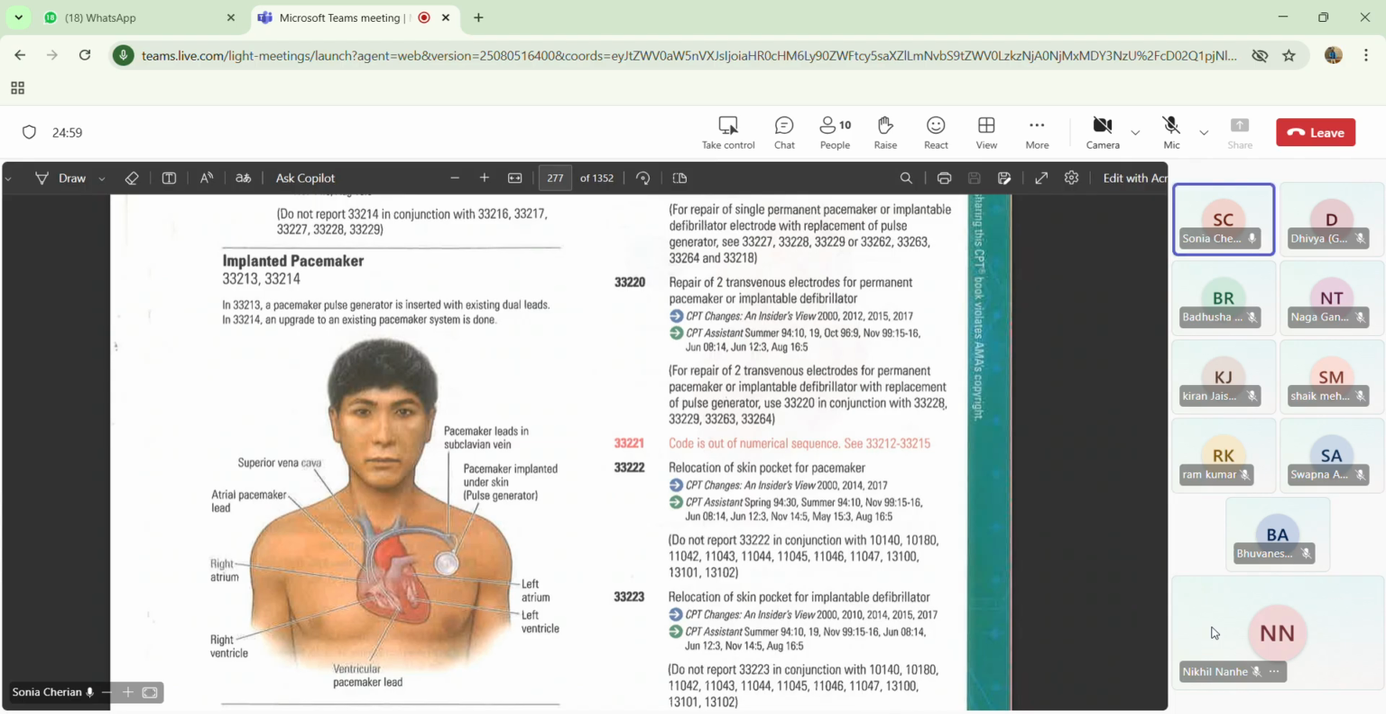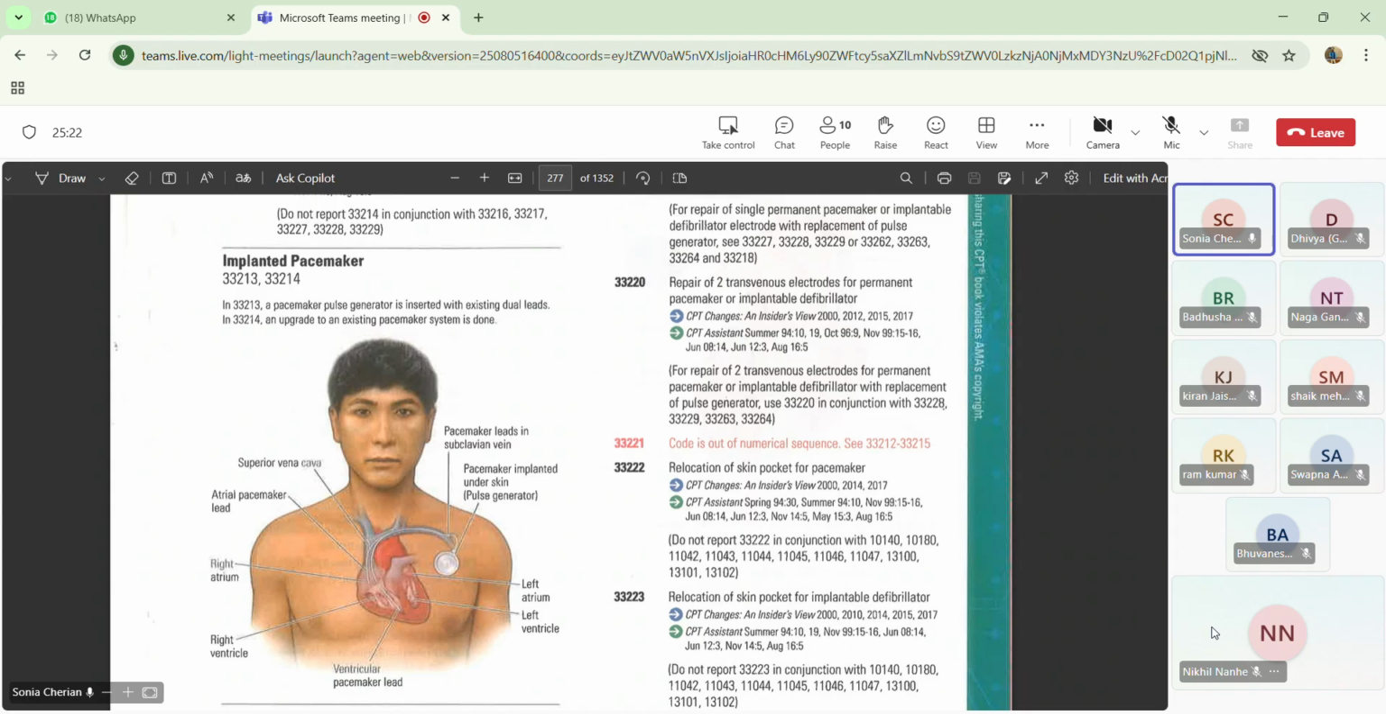As I told you, a surgeon will create a very small incision inside your chest and insert the leads through the incision, then attach the leads to your chambers. Then he creates a small pocket under the skin near the collarbone and places the battery, or the pulse generator. So that is how the procedure will be.